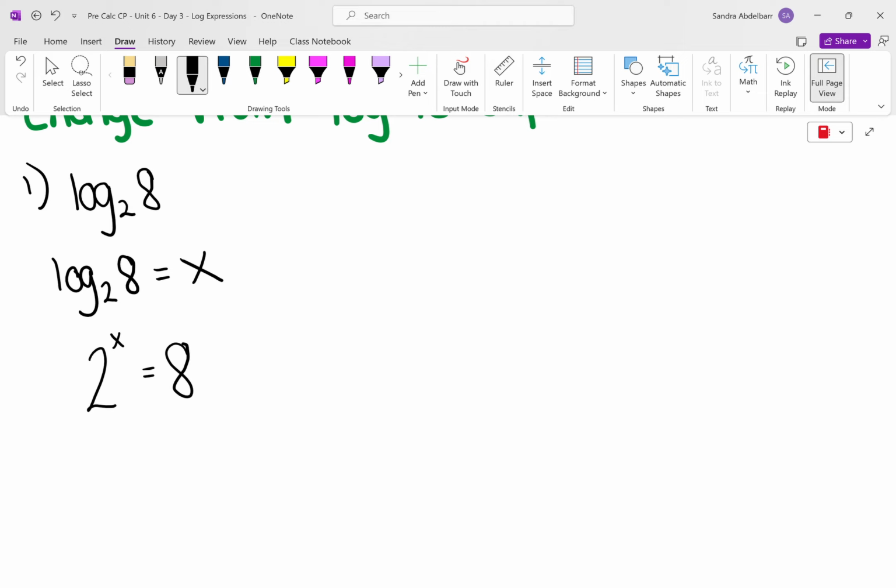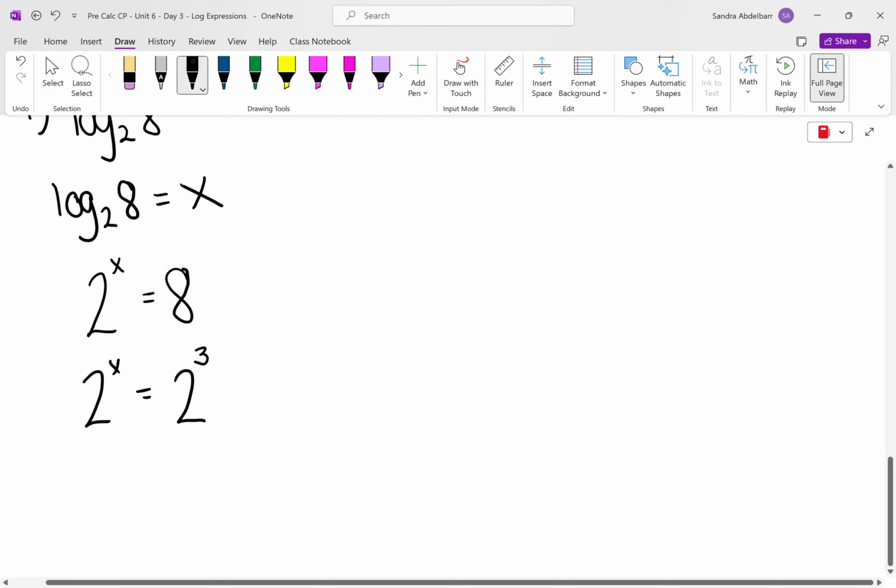All right, 2 to the x is equal to 8. So now we solve this. In order to solve this, think about last class. What did I ask you to do with the bases? Make them the same, yeah. So I'm going to have 2 to the x is equal to 2 to the third. Therefore, x is equal to 3.